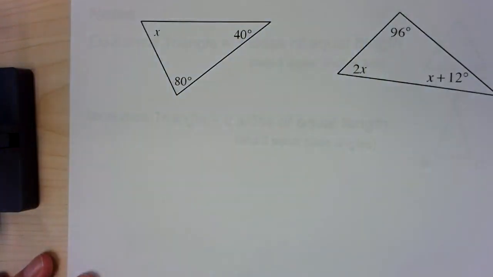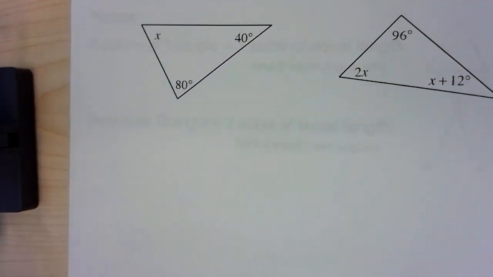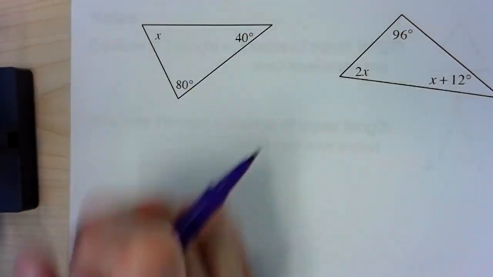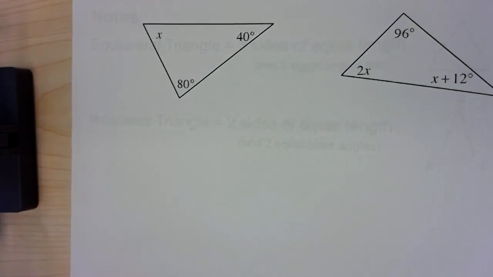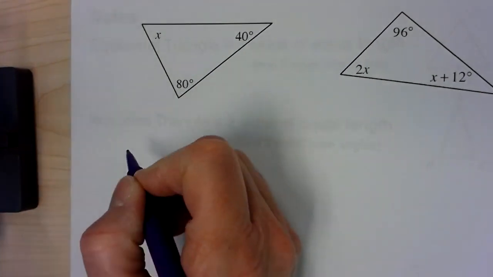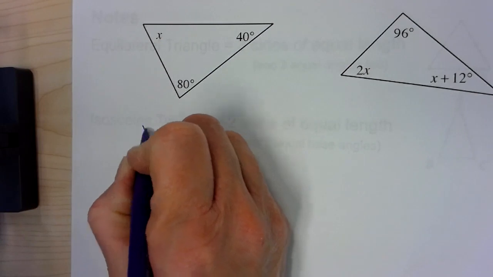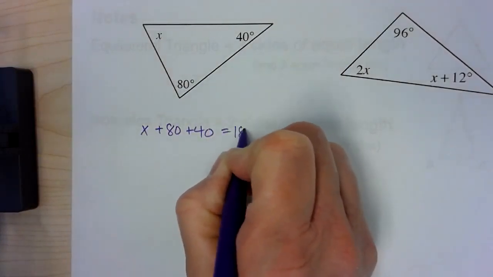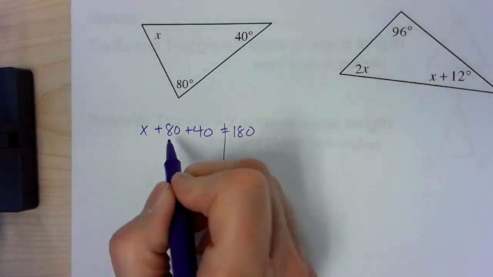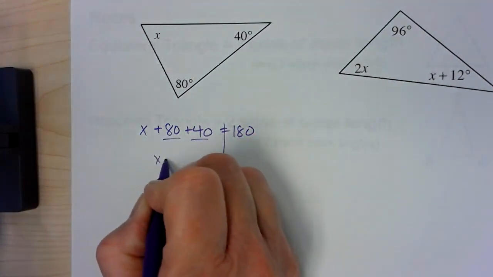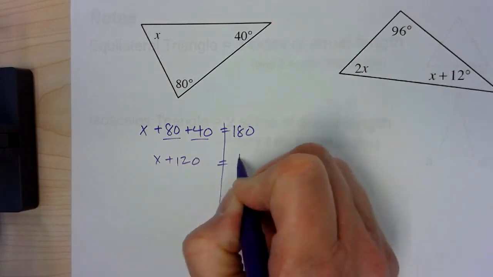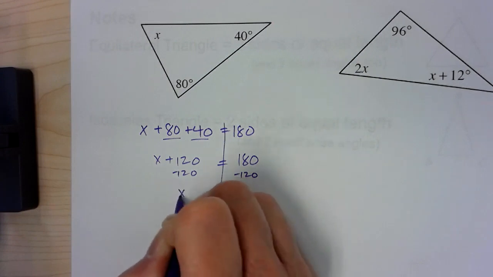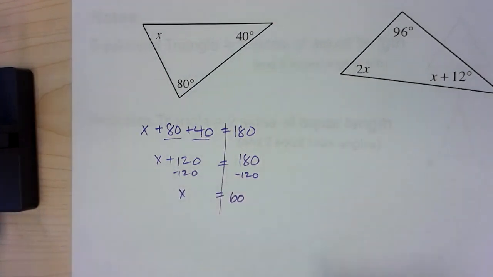So let's apply that knowledge to these two problems. My first problem says that I have these two measures and this unknown. I'm going to use triangle sum. I'm going to use the model equation of stuff plus stuff plus stuff equals 180. X plus 80 plus 40 equals 180. I'm going to combine like terms on the left side. X plus 120 equals 180. Subtract 120 from both sides. X equals 60 degrees.